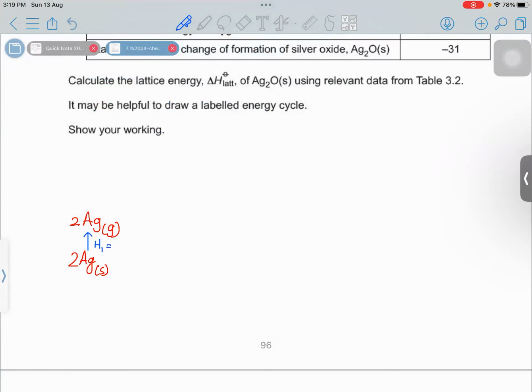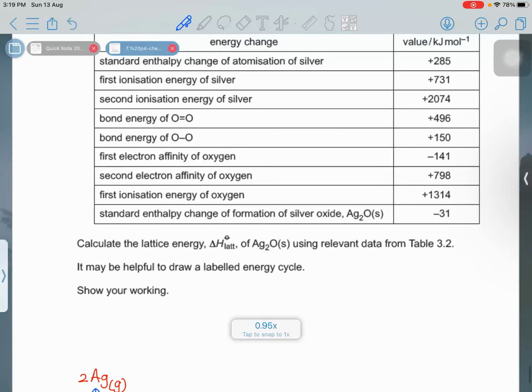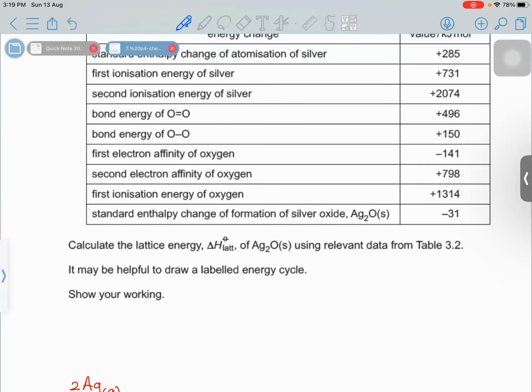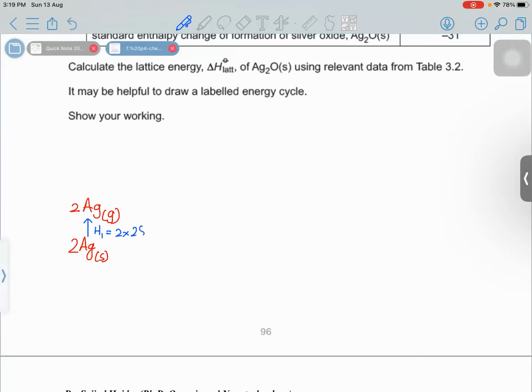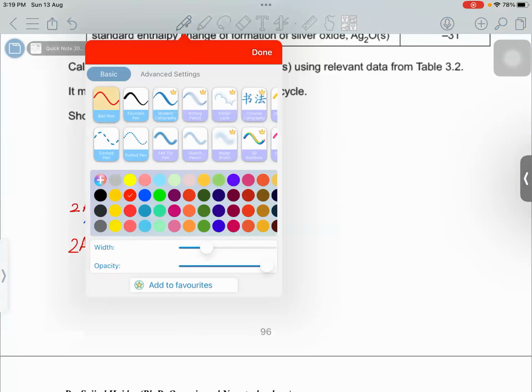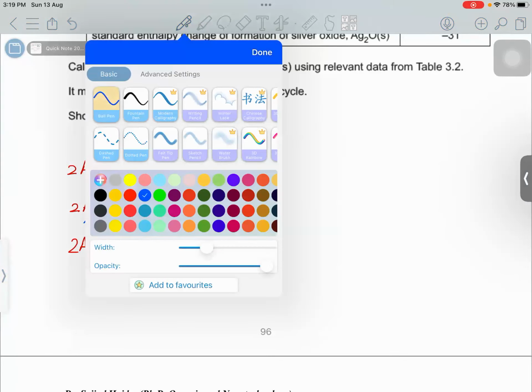Atomization of silver, 2 times atomization of silver. Can you tell me the value of atomization of silver? 285 times 2. Then 2 Ag gaseous becomes 2 Ag plus gaseous plus 2 electrons, so here minus 2 electrons. So this is H2.